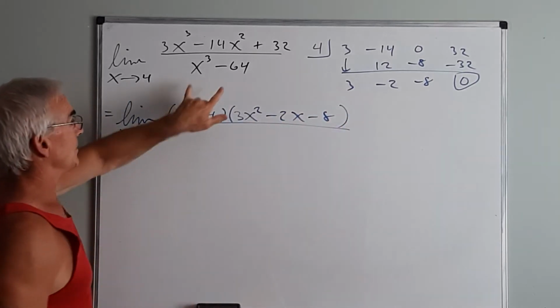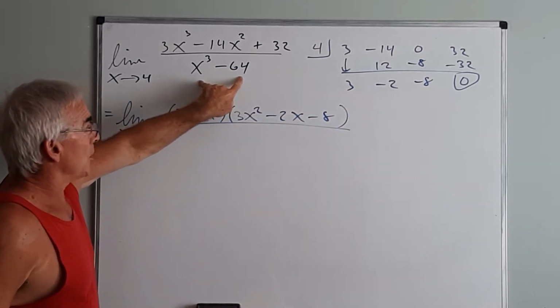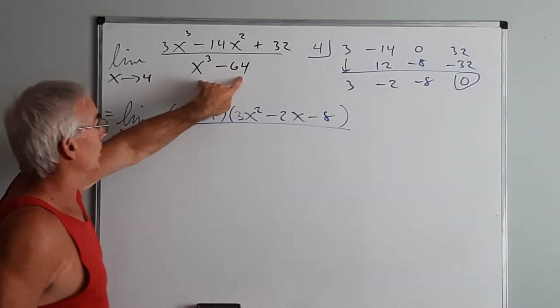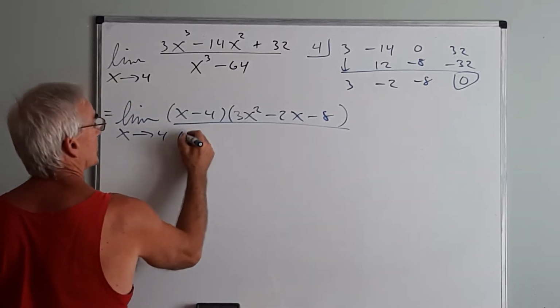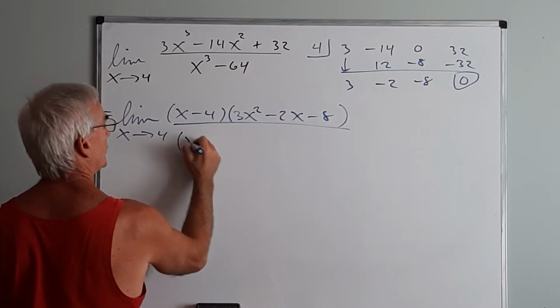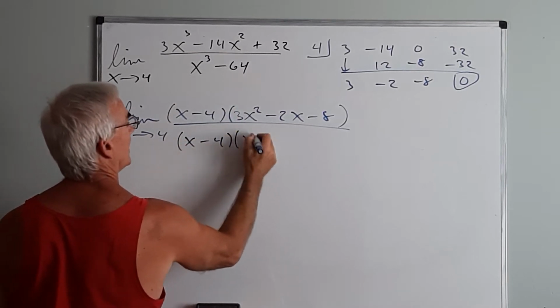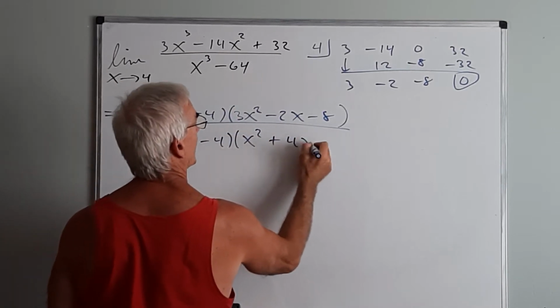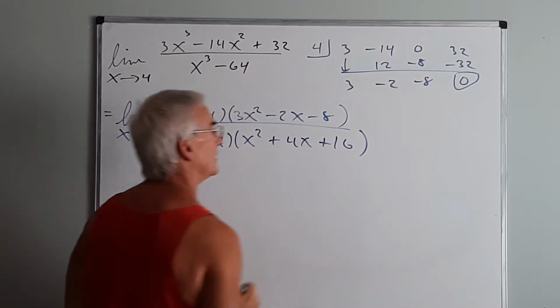Now my denominator is the difference of cubes. So I can use longer synthetic division or just remember the formula for difference of cubes. So that's x cubed minus 4 cubed. So it would be x minus 4 times x squared plus 4x plus 4 squared.